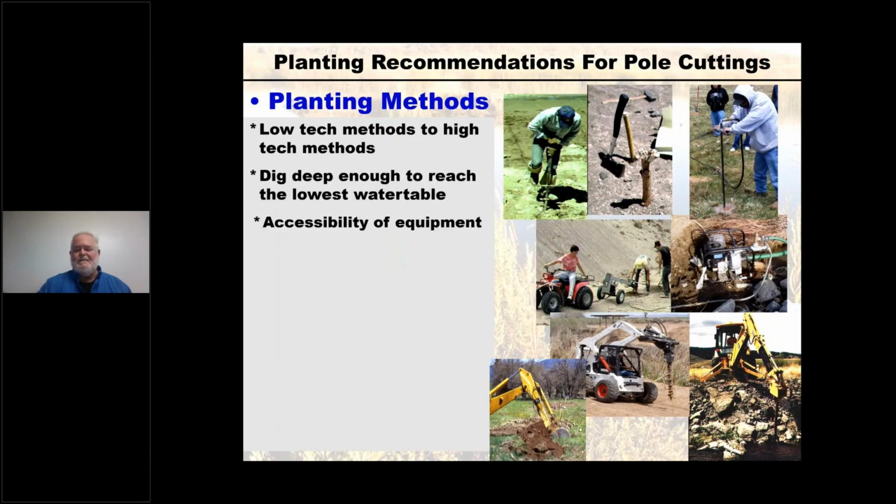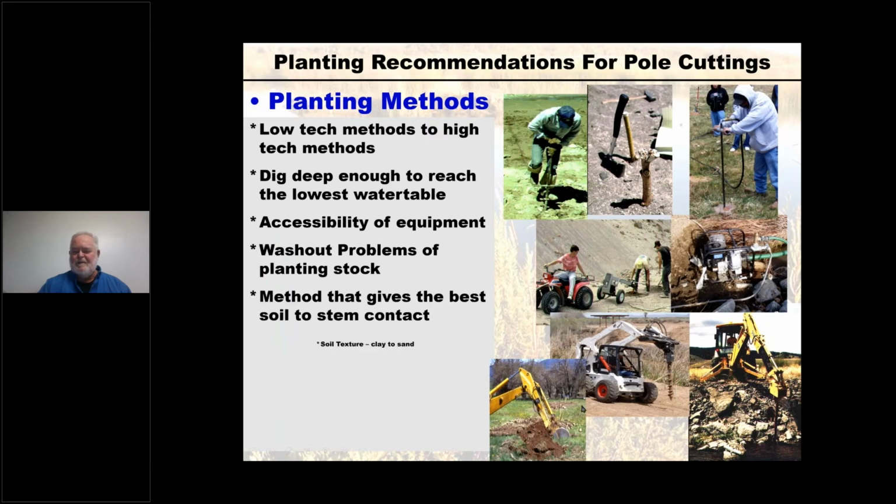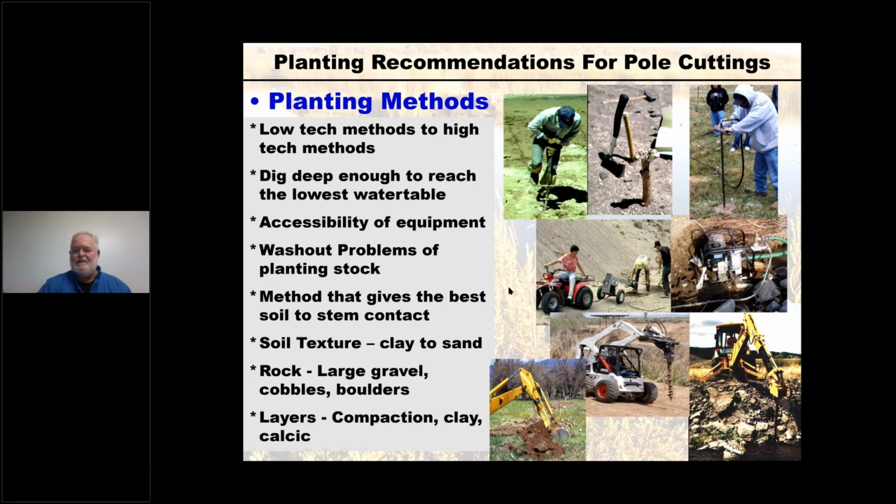So, planting methods. As you can see from these different pictures, there are a whole bunch of different methods, and you can do a lot of different things, and it sort of depends on where you're at. There are low-tech methods, kind of like a bar or pounding it in, to high-tech methods, like the water jet and an auger like this or the big stinger. And whatever technique you pick, you want to be able to reach the lowest water table of the year.